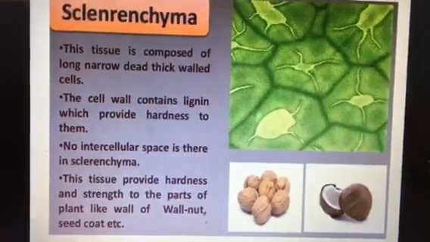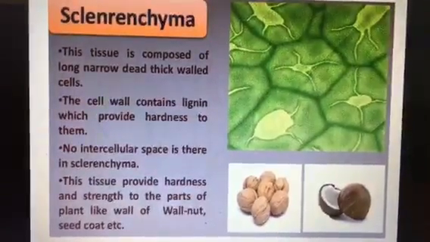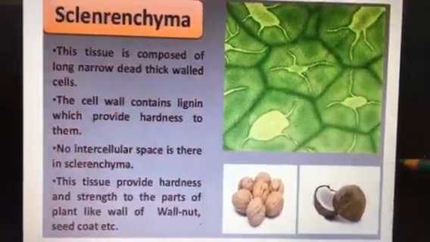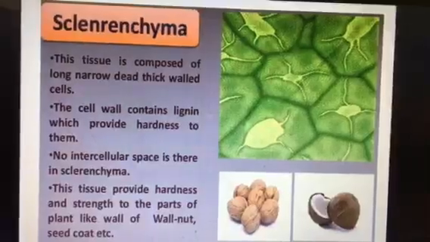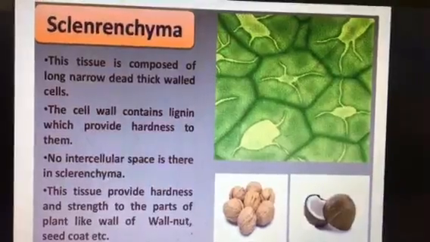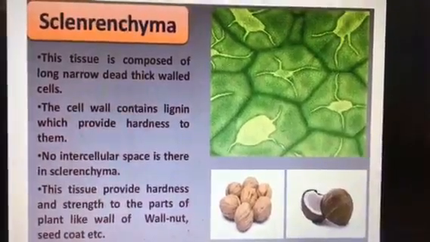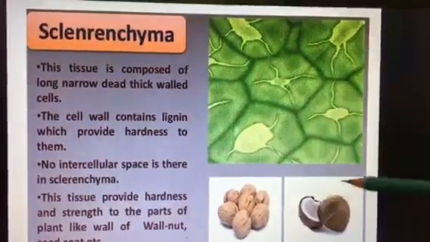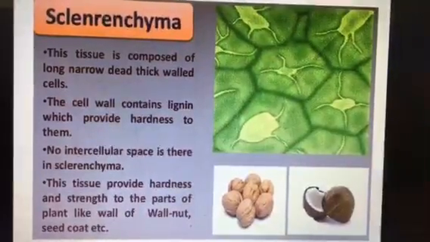Being thick walled, it gives mechanical support to the plant organs. It gives protection to the plant body from various adverse physical conditions. Its cell wall thickening is only due to deposition of lignin. Because of the thick cell wall, they have a narrow lumen. Here are a few examples you can see. The outer shell of walnuts and the outer shell of coconut are made up of sclerenchymal tissue.